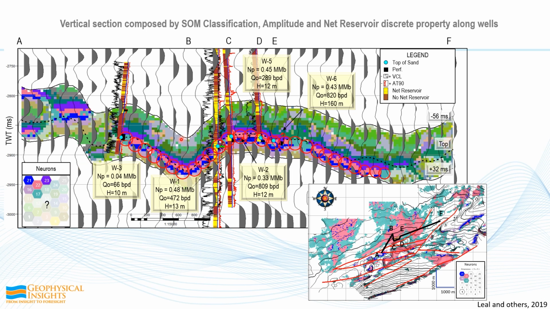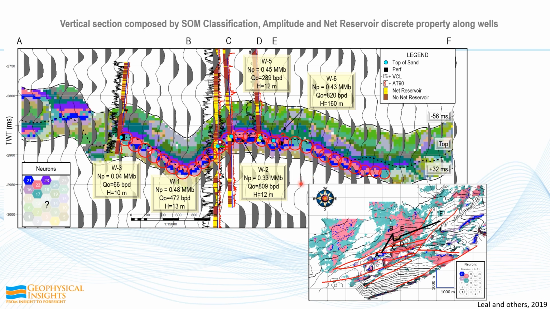And some of the things to note, neuron 17 is the only one sampled by well 3, which did not have good production. Neurons 21 and 22 are quite prevalent through most of the rest of these two wells. And then you can see we transition back to neuron 17. So this would suggest that neurons 21 and 22 actually are the best reservoir in the field.